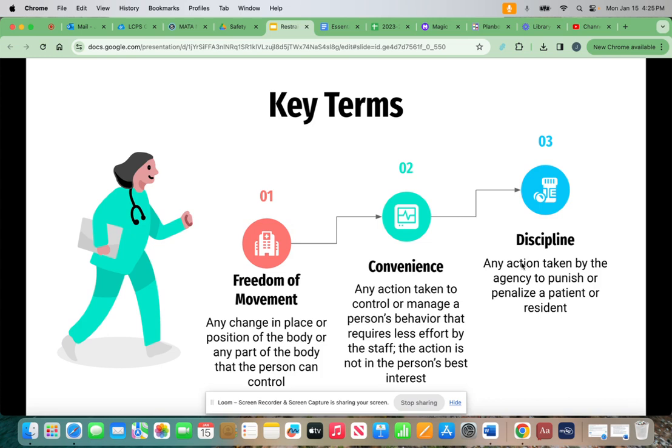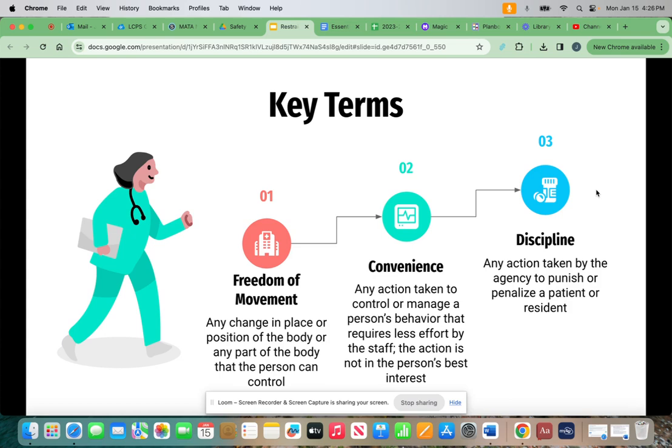Freedom of movement refers to any change in place or position of the body or any part of the body that a person can control. Convenience is any action taken to control or manage a person's behavior that requires less effort by the staff. The action is not in the patient's best interest. And discipline is any action taken by the agency to punish or penalize a patient or resident.